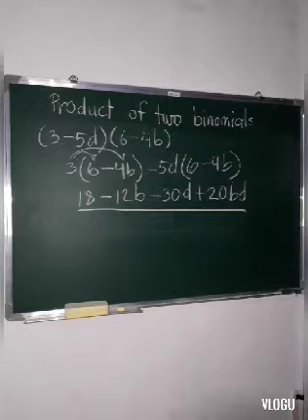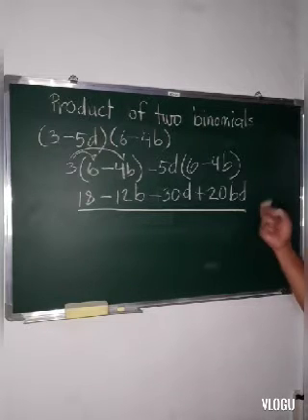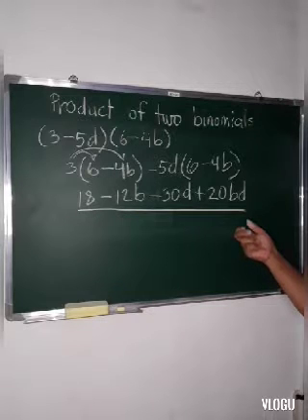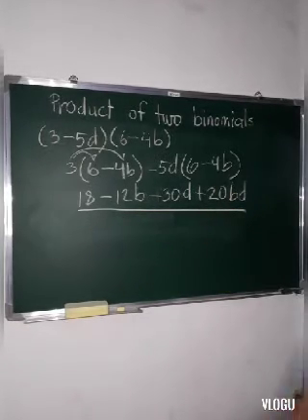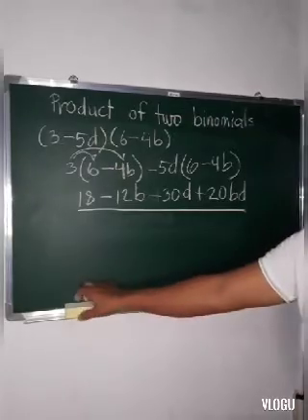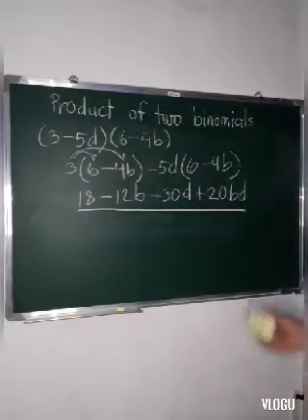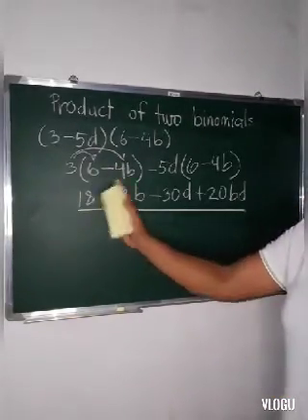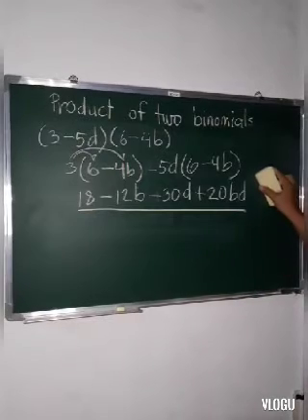Okay, so it's up to you which is better, using the FOIL or distributive property. So, if you ask me, distributive property is much better because the arrangement of the variables is easier to follow than with FOIL.